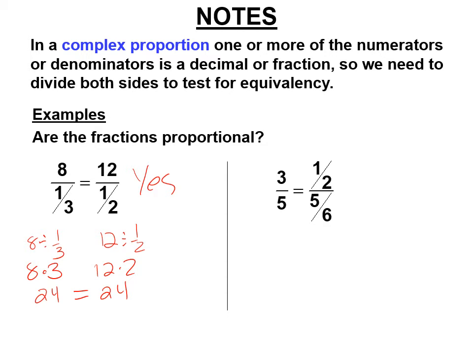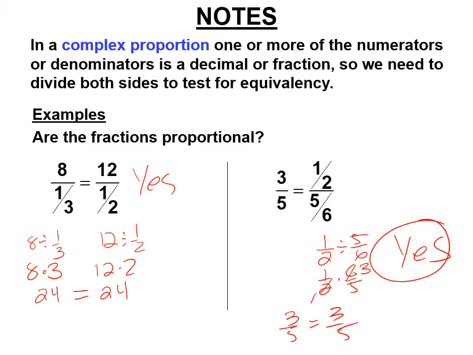So one side is 3/5, so that's done. The other side is 1/2 divided by 5/6, which is 1/2 times 6/5. 2 goes into 6 3 times. Oh, we also got 3/5. So yes, both ones. Yes, those are proportional.